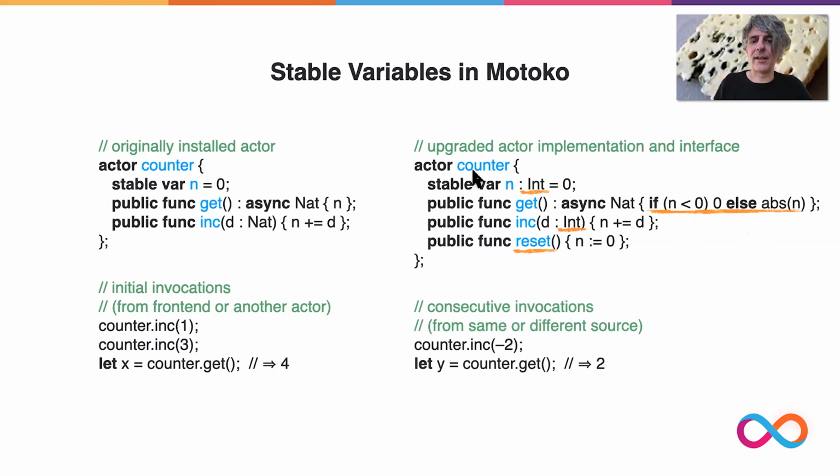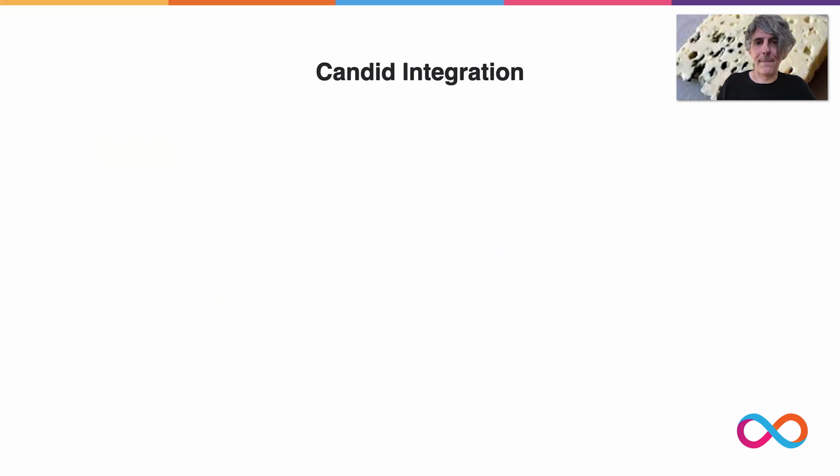But in any case, I can now use this new version of the counter again. Assume I upgrade the counter with this new version, and if I run that, the original state of that variable n would still be maintained. Because it's stable, it will be preserved. It will not be reinitialized with 0 here. Instead, the old value, which was 4 at that point, will be preserved. And then I get 2 here after I deduct 2 from it.